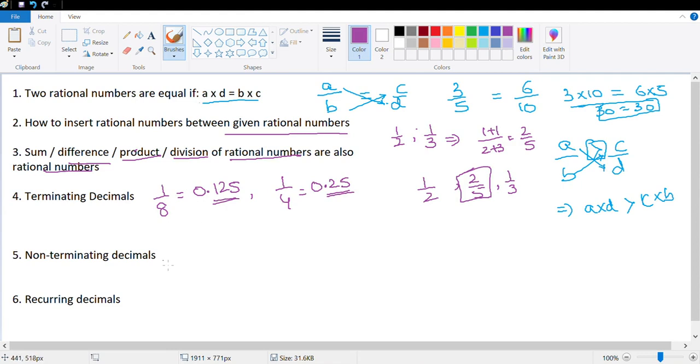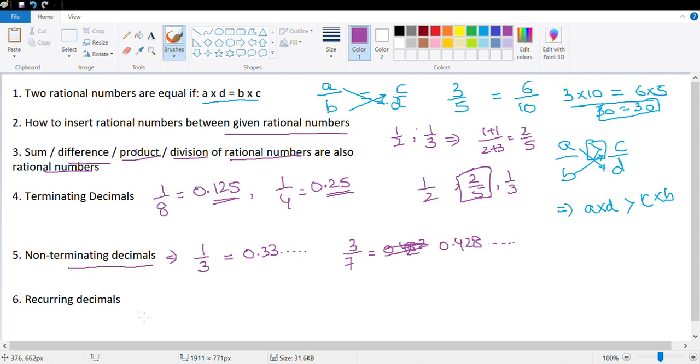Non-terminating decimal, for example, 1 upon 3. This is equal to 0.33 and 3 keeps on repeating. Another example, let's say 3 upon 7, which is 0.428, and it keeps on going. So these are non-terminating decimals.